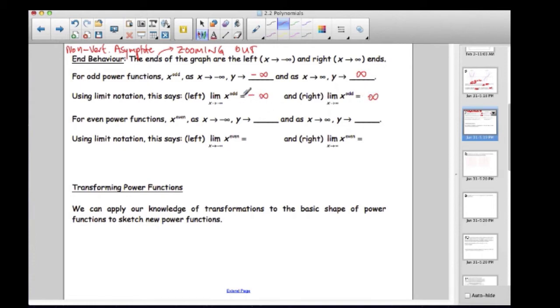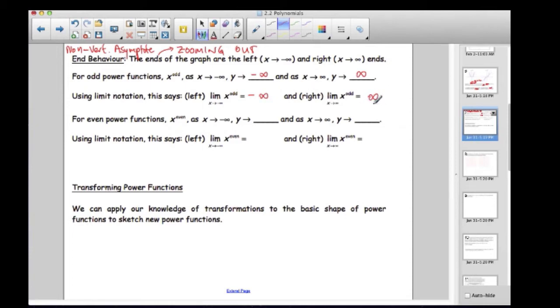We say that the value that the limit equals is the height that y approaches. So we're not saying that y equals negative infinity. This notation says that y approaches a height, or the graph approaches a height of negative infinity and positive infinity here.